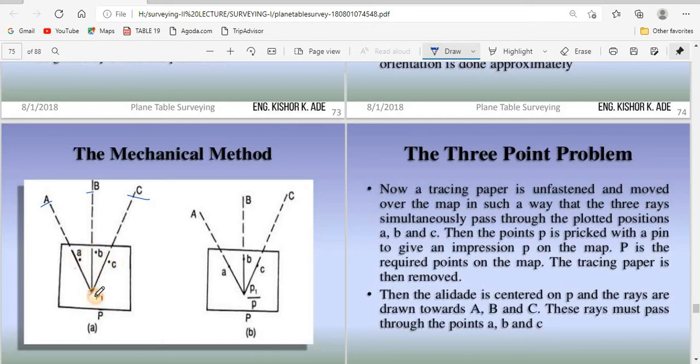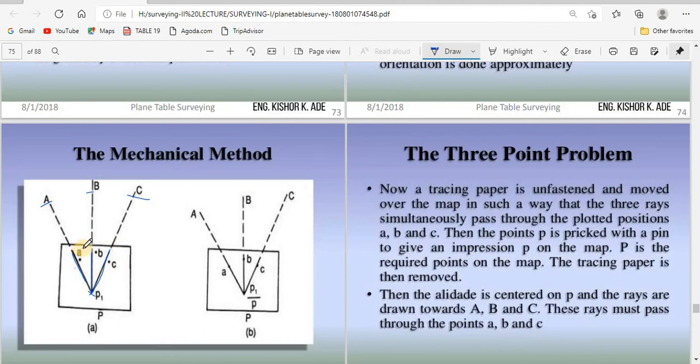Okay, you are taking an auxiliary station. You are assuming that the point P is somewhere here. Okay, and you are trying to draw what? With the help of tracing paper, you are bisecting the ranging rod at A and drawing a ray from here, and you are bisecting the ranging rod at B and drawing a ray from here, and again you are bisecting C and drawing a ray from here.